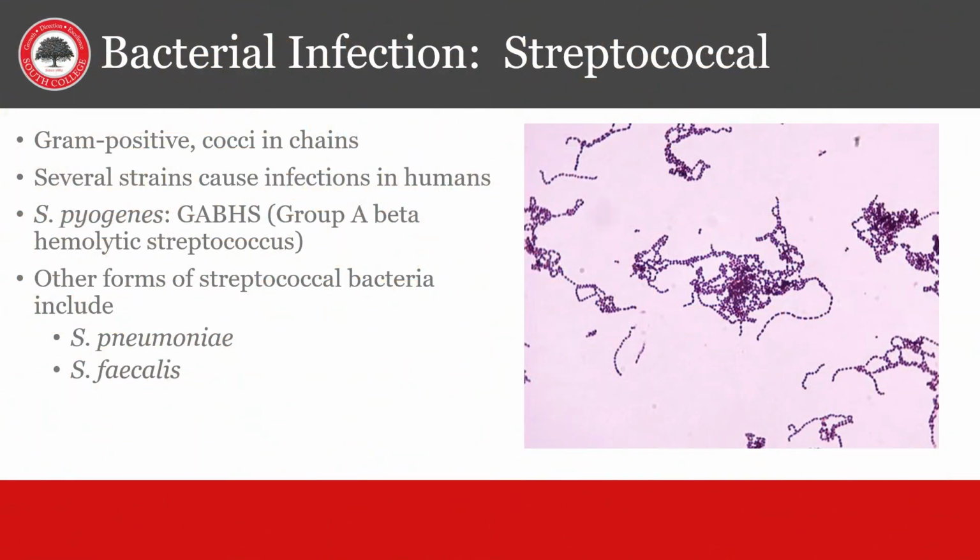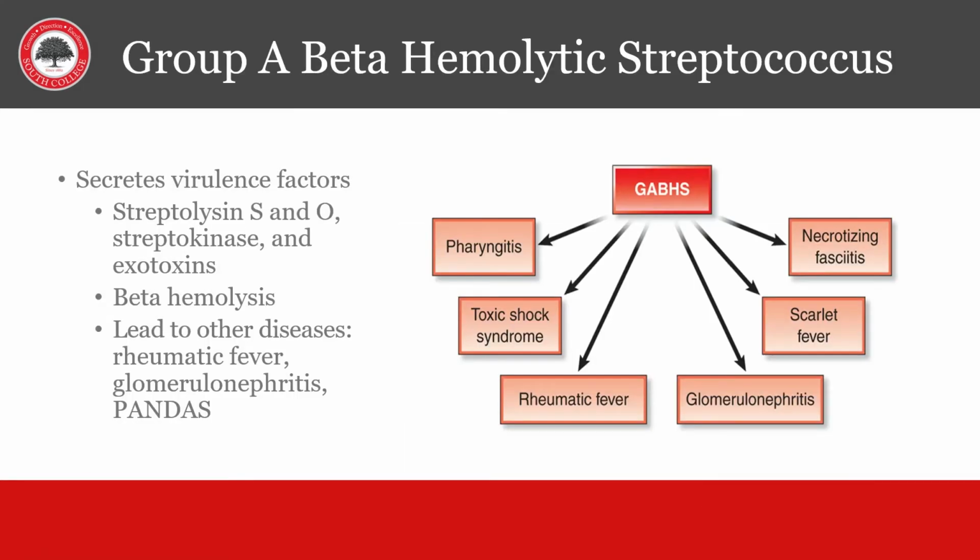Streptococcus is another skin flora that is also a respiratory pathogen. It is gram-positive and in cocci, but in chains, as seen here. There are 3 major groups of strep based on if they cause hemolysis, or the breaking up of red blood cells. Group A beta hemolytic strep can lead to other diseases like toxic shock syndrome, rheumatic fever, or glomerulonephritis. This is due to the toxins produced by these organisms.